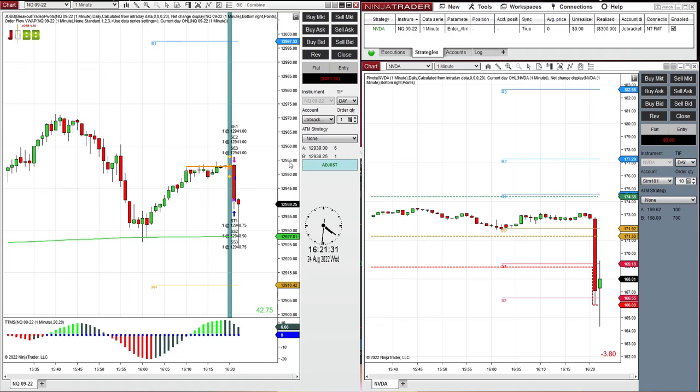I'm extremely frustrated. There was no reason to lose money on that trade. That trade worked, and I just moved my orders foolishly, and I'm so frustrated I could explode.